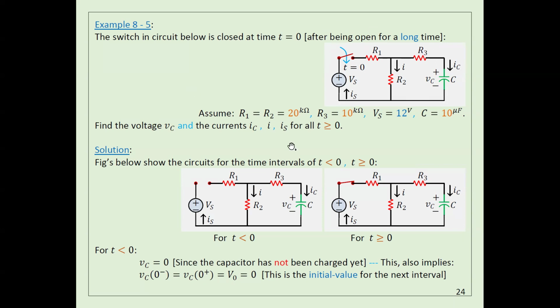So what should I do now? I already told you how I can make this circuit similar to the circuit whose solution I already know. How can I do that? As I told you, I need to find the Thevenin equivalent for this part here. How can you find Thevenin for this part?